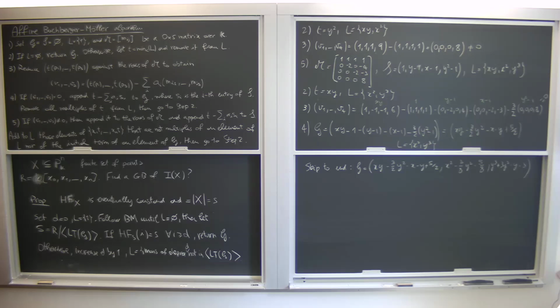Okay, so this time I only did 3 points: (0, 1, 1), (1, 0, -1), and (2, 1, 0). This is in P2. So we're working over the polynomial ring Q[X, Y, Z], or X0, X1, X2. And again, let's say we take the graded reverse lexicographic order.